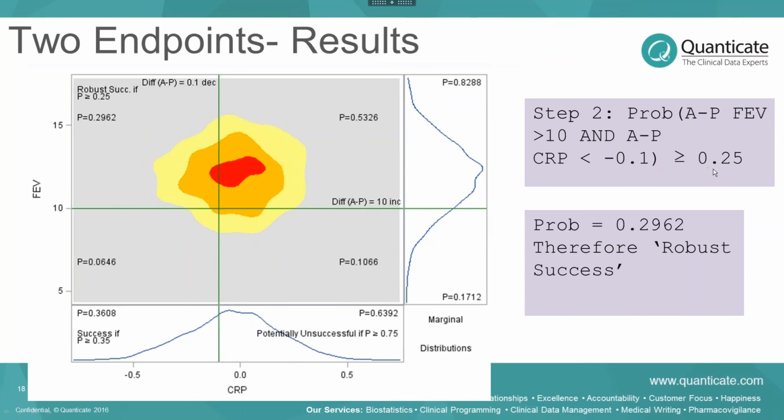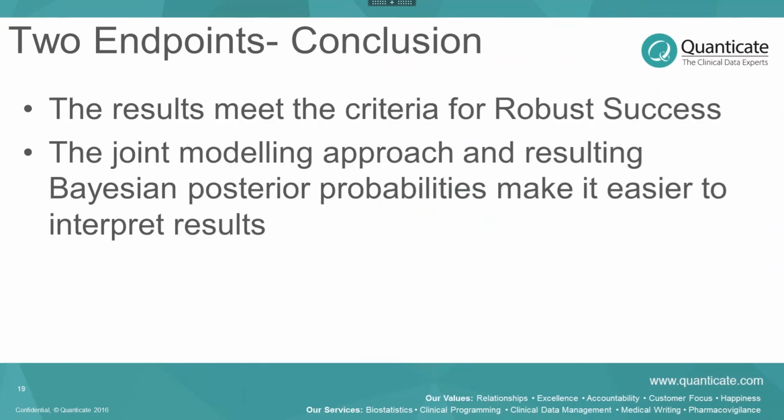So it's all good. But I think, although the analysis is quite complicated, if you imagine you're trying to describe the results to a study team, clinicians, this is quite a nice representation of the results. It takes a bit of time to get your head around, but seeing the two endpoints together, I think, is quite helpful. So the results meet the criteria for robust success, and the joint modelling approach with the Bayesian posterior probabilities makes it easier to interpret the results.